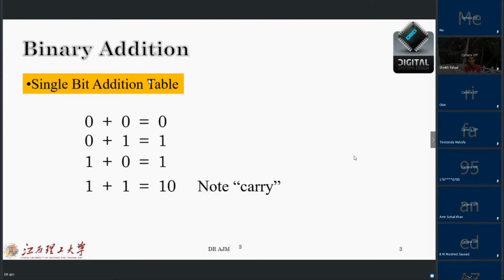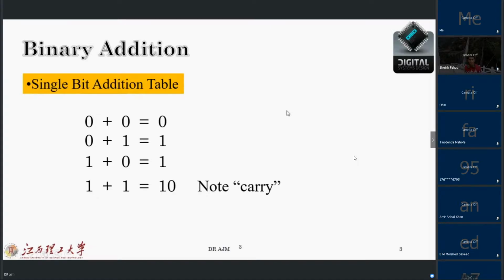As I show you in this table, if I have 0 and 0 that we want to add together, 0 plus 0 becomes 0. 0 plus 1 is equal to 1. And 1 plus 0 is equal to 1. And 1 plus 1 is 1, 0. This extra bit we call the carry. This is something that we are going to see and discuss today.